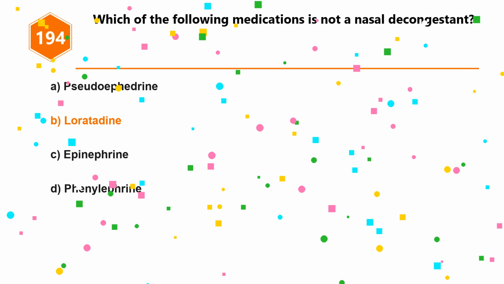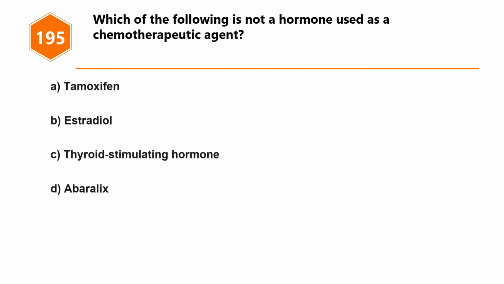The correct answer is option B. Loratadine. Question 195. Which of the following is not a hormone used as a chemotherapeutic agent? Option A, tamoxifen. Option B, estradiol. Option C, thyroid stimulating hormone. Option D, abaralex.